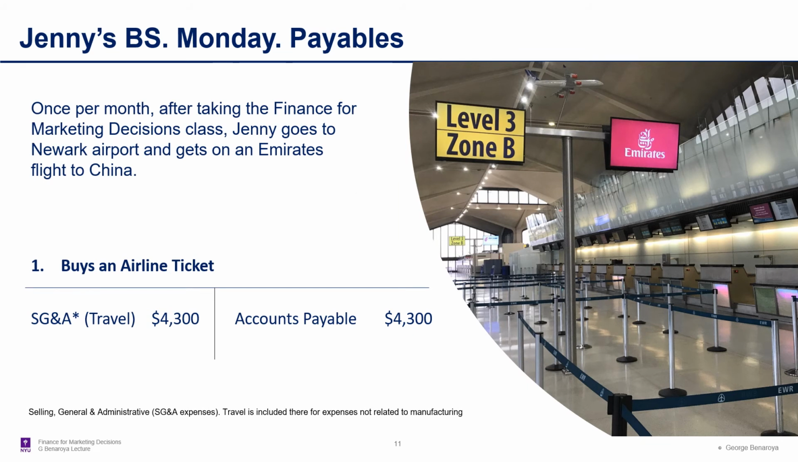On Mondays, after her finance class, Jenny goes to the airport and gets a ticket on Emirates to China. These are the transactions. When she buys the ticket, her payables increase to $4,300. On the other hand, she has the right to travel, what we see on the left-hand side on her P&L, which are her expenses.